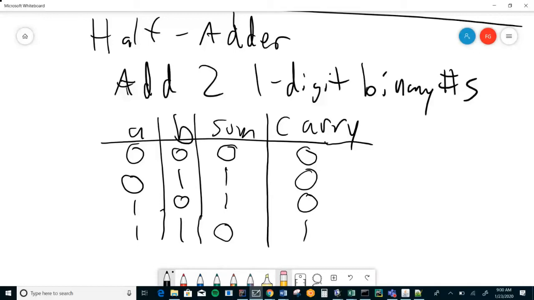So this is great, right? We can actually represent addition with a truth table. And if we can represent addition with a truth table, it means we can implement addition with circuits, which means computers are possible. Yes, what a relief.